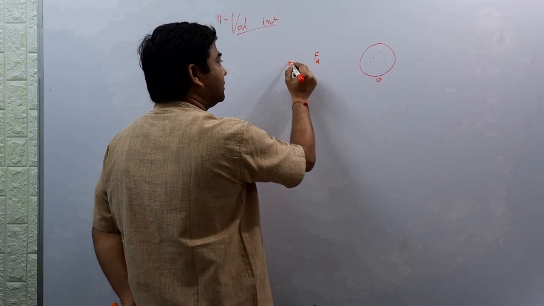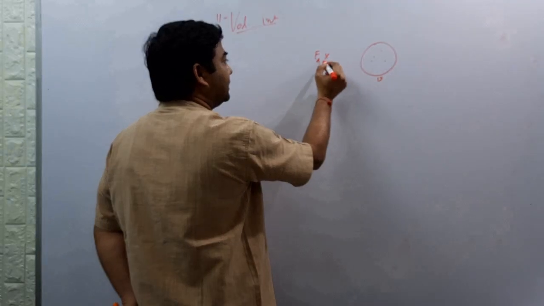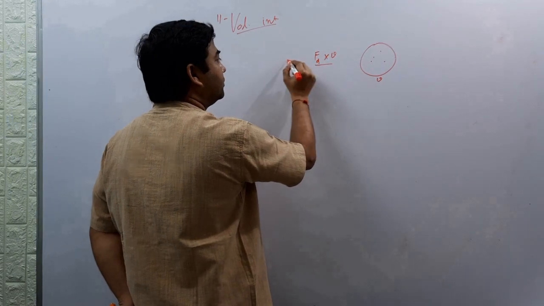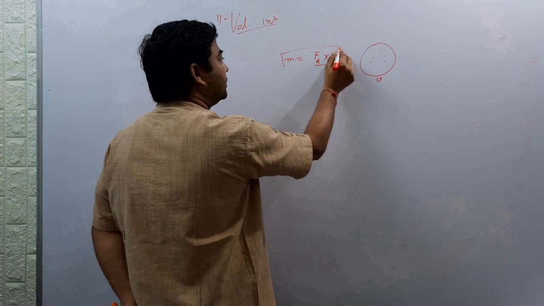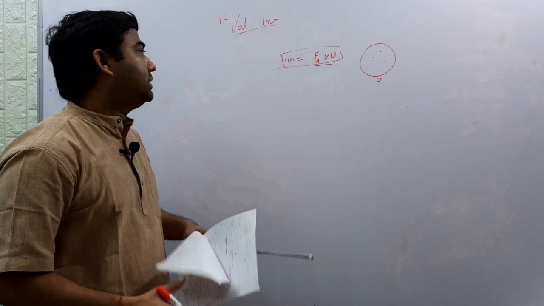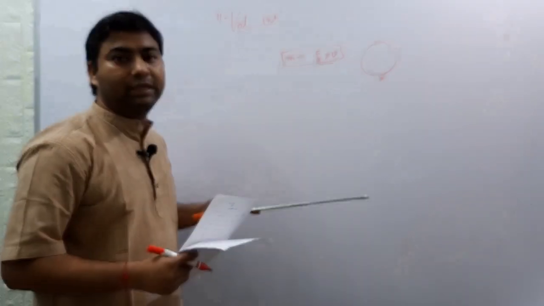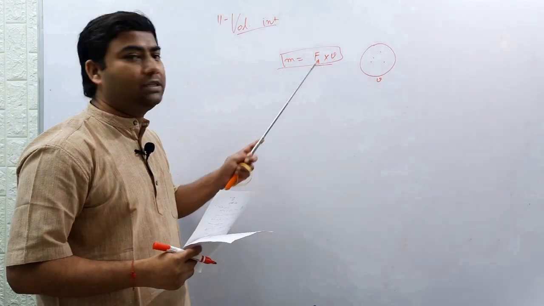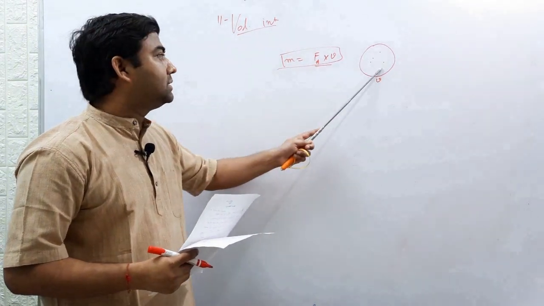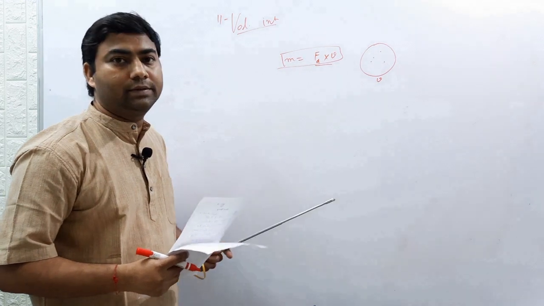mass as density into volume. So here you can say that mass is the volume integration of the density function in this sphere having volume V.